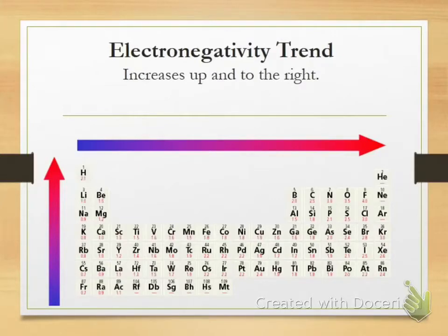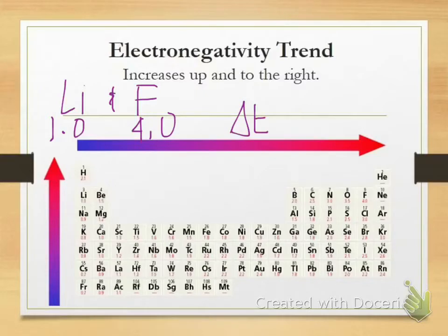Okay. So if I was to figure out what kind of bond I had between, say, lithium and fluoride, I would look up their electronegativities, and I would say fluoride is 4.0, lithium is 1.0. So the difference in electronegativity is 3.0. So that would definitely be ionic. Okay? That would be an ionic bond between the two.